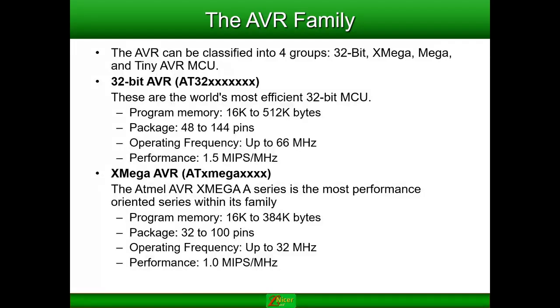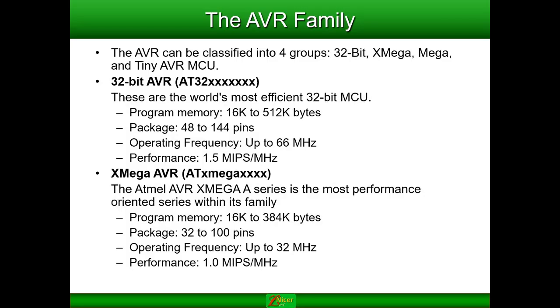And then we have the AVR family. The AVR family can be classified into four groups: 32-bit, XMega, Mega, and Tiny AVR MCU. 32-bit AVR, these are the world's most efficient 32-bit MCU. Program memory is 16K to 512K bytes, package 48 to 144 pins, operating frequency up to 66 megahertz. These have very fast performance, 1.5 MIPS per megahertz.